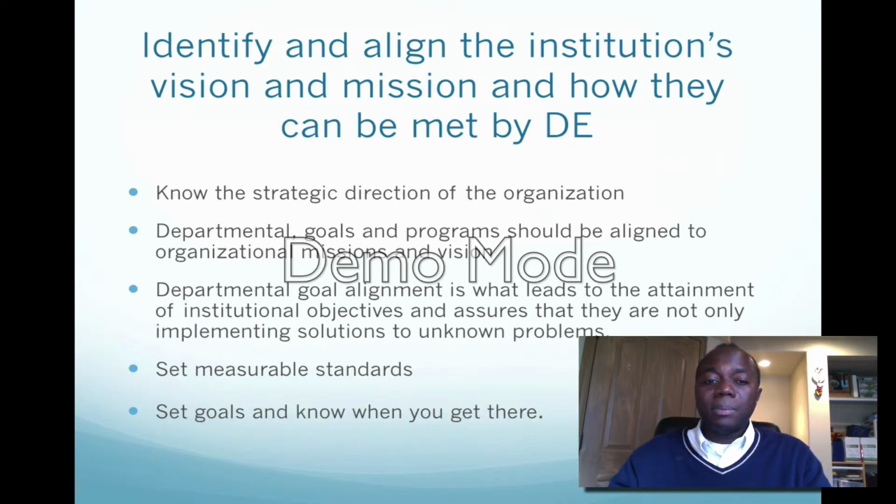Also, set measurable standards on how to measure your achievements and know when you get there. Set goals that help you to know when you get there. Sometimes organizations implement solutions and they don't even realize they've achieved their goals because in the first place they did not set goals of how to know when they get there.